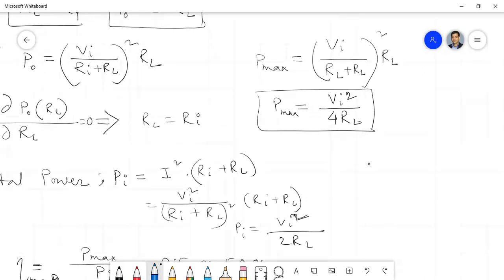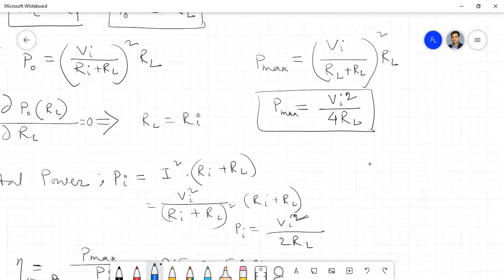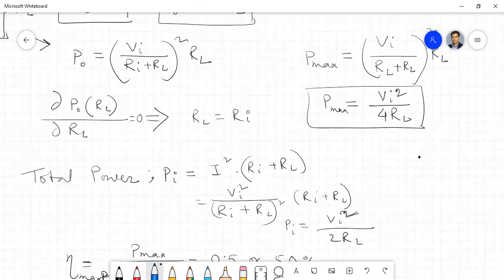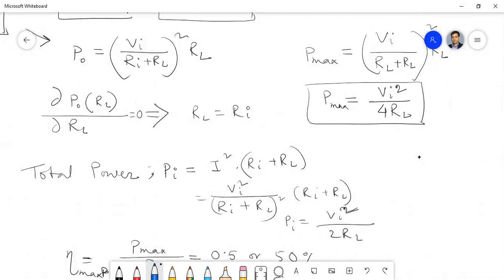Can anybody tell me what do you mean by this RI actually, and how to calculate this RI? We are referring to RI again and again here. What do you mean by this RI and how to calculate it? Anyone? Quick. If you don't volunteer, then I will ask.